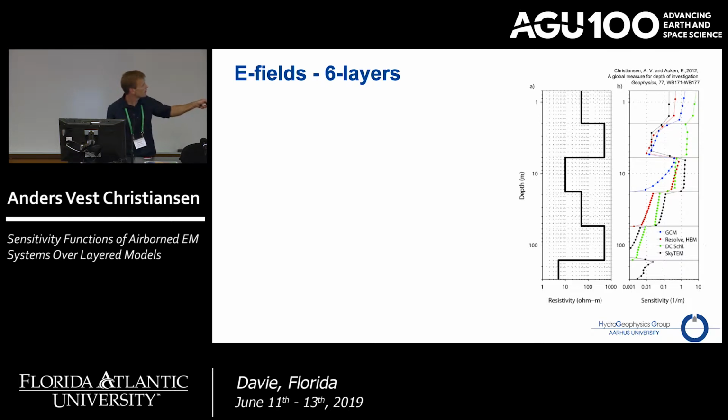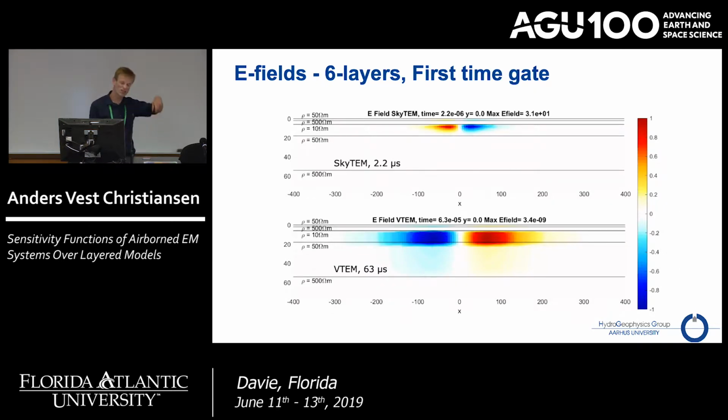and we look at the first gate again. So this is a SkyTEM 2.2 microseconds. So this is just right after the turn off of the ramp, and you can see that even at this very early time, the current density system, or the E fields, have propagated well into the more than 10-15 meters here, and it's sitting in this low resistive layer, which in this model would be this layer. It's a 10 ohm meter layer.